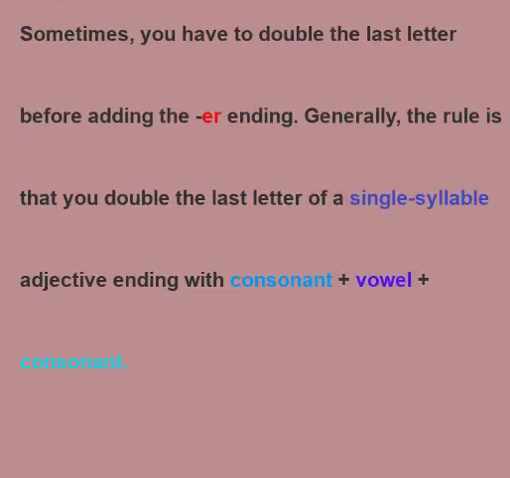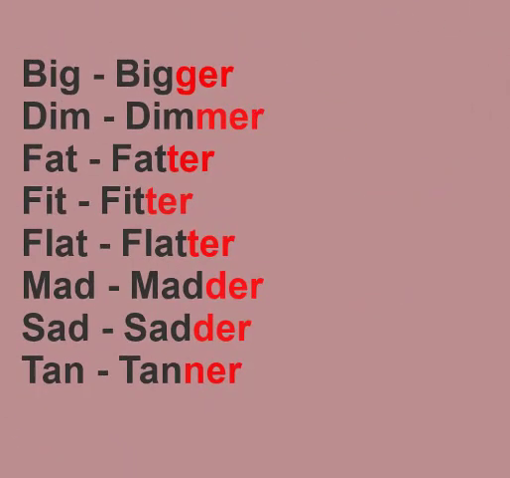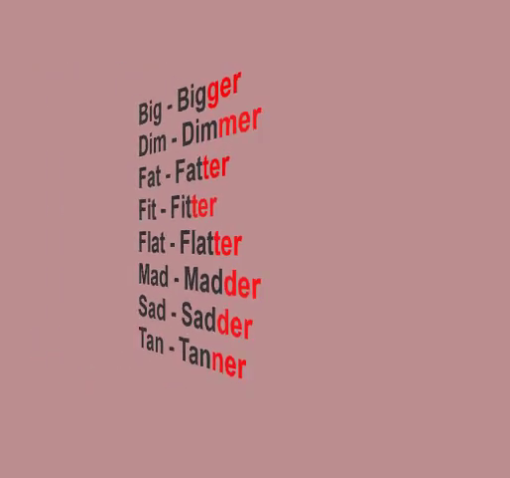Sometimes you have to double the last letter before adding the er ending. Generally, the rule is that you double the last letter of a single-syllable adjective ending with consonant plus vowel plus consonant. Like big, bigger, dim, dimmer, fat, fatter, fit, fitter, flat, flatter, mad, madder, sad, sadder, tan, tanner.